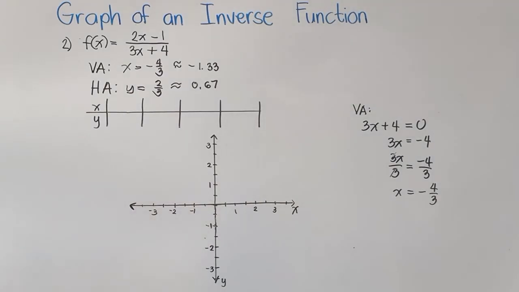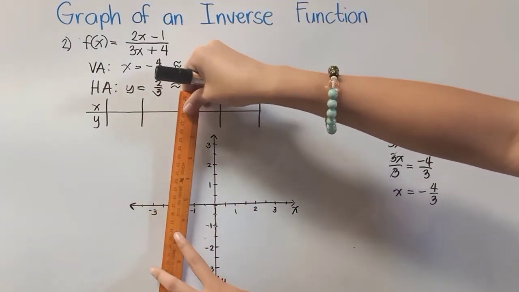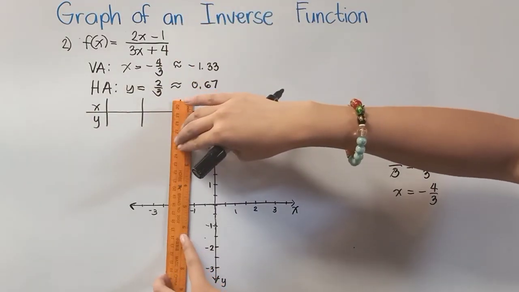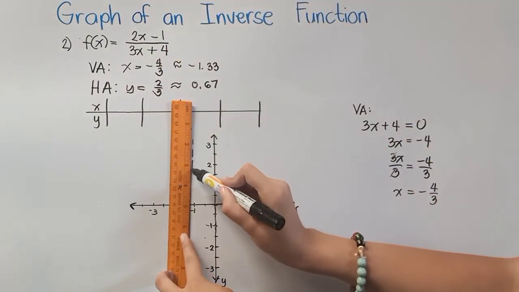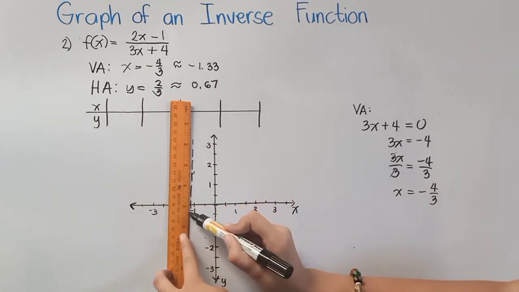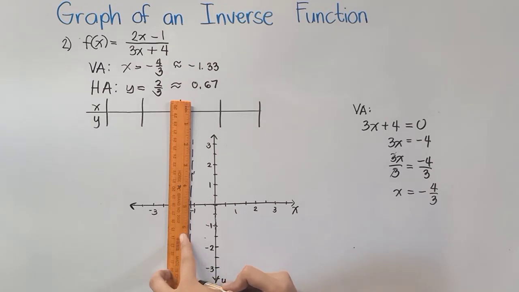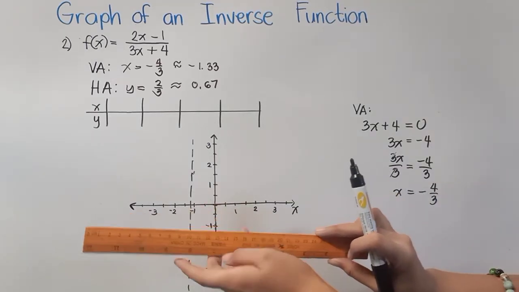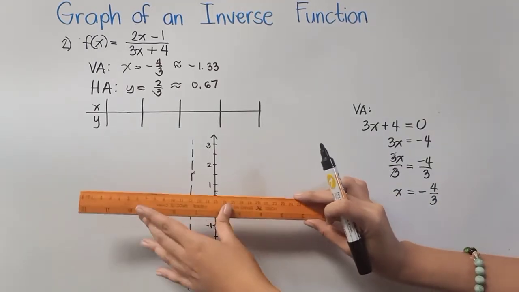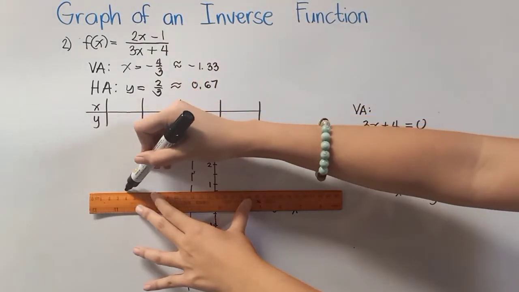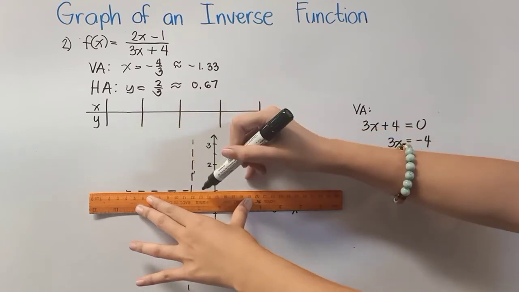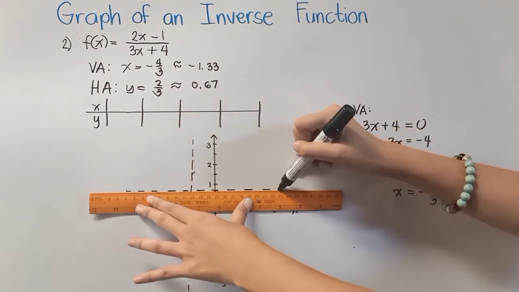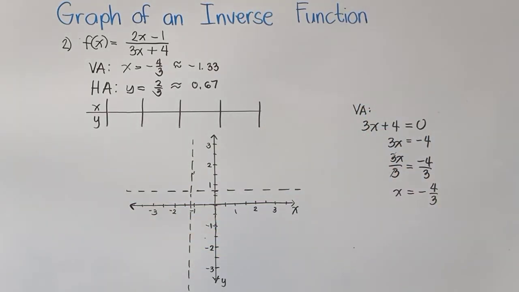Let us first plot our asymptotes. Negative 1.33 in the x-axis is located here. So we'll just have to have a vertical line passing through that point. And then our horizontal asymptote is 0.67 in the y-axis. So it is in this point. So again, we'll just have to create a line passing through that point. Now remember that an asymptote is a line or a curve wherein our graph approaches it but never touches it.